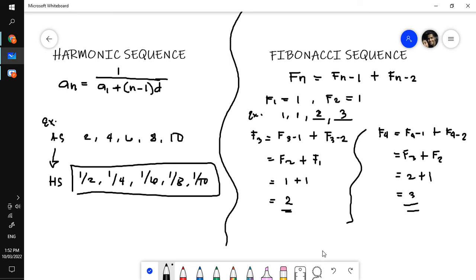The first two terms of the Fibonacci sequence are 1 and 1, and the next terms are taken by adding the two preceding consecutive terms. So we have 1 plus 1, that's 2. 1 plus 2, that's 3. 2 plus 3, that is 5. 3 plus 5, that is 8. 8 plus 5, that is 13, and so on.